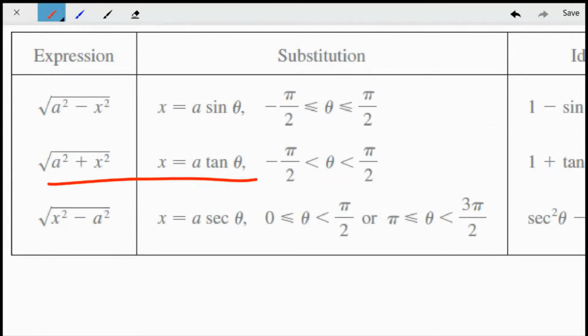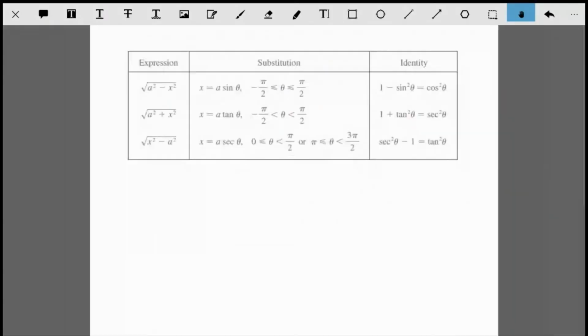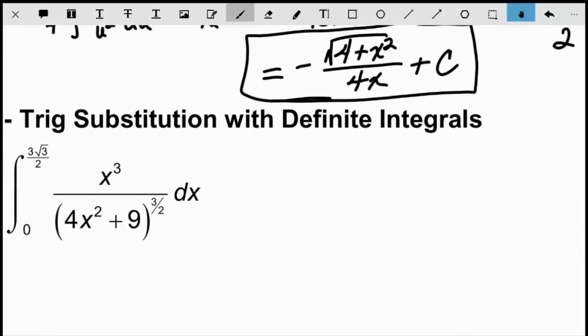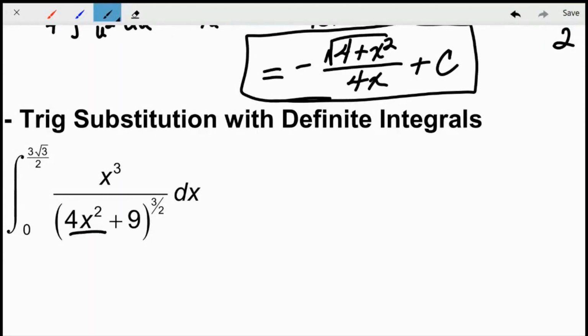X is equal to a tangent theta. The difference here is my x, I'm going to make the x a little more complicated, and I'll show you what I mean by that. Okay, so we know we're still using the tangent substitution. So what I'm going to do this time, where I would normally have an x, I have a 4x squared. So I'm going to take the square root of that. That means that 2x would be equal to 3 tangent theta. And that means that x is then equal to 3/2 tangent theta.